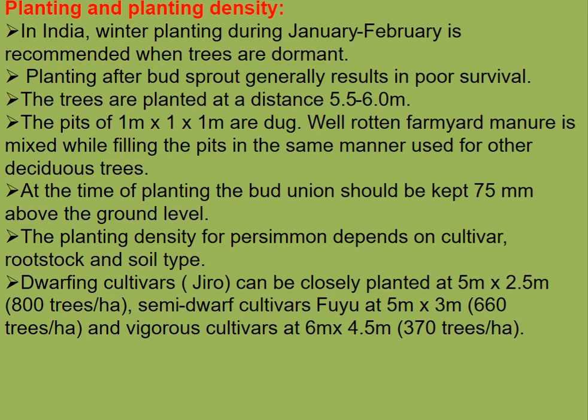Planting and planting density. In India, winter planting during January-February is recommended when the trees are dormant. Planting after the buds sprout generally results in poor survival. The trees are planted at a distance of 5.5 to 6 meters.